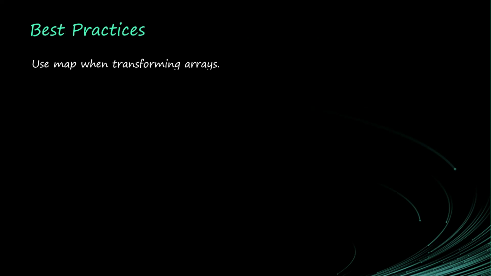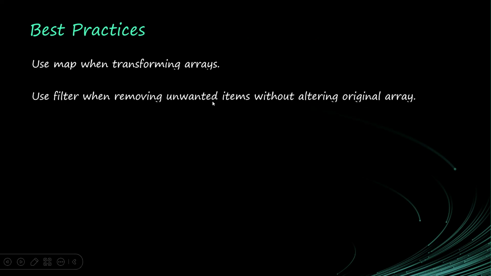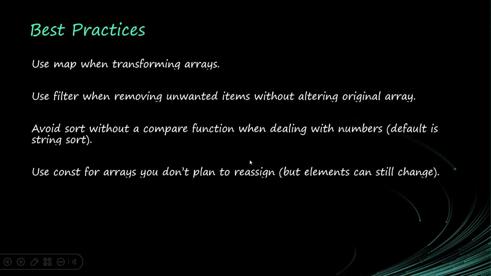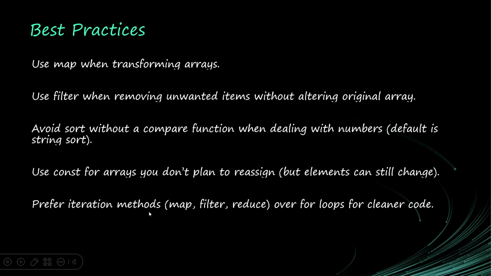Best practices: use the map method if you want to transform your arrays. Let's say you have an array and you want to transform it into another thing, you use the map function. Use filter when you're removing unwanted items without altering the original array. Avoid sort without a compare function when dealing with numbers, because the default sorting is string sort. Use const for arrays you don't plan to reassign. Prefer iteration methods like map, filter, reduce over loops for cleaner code.